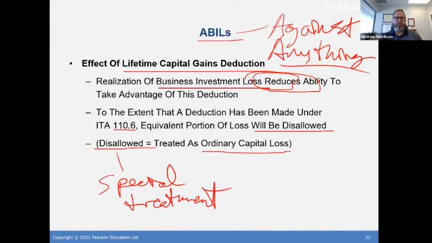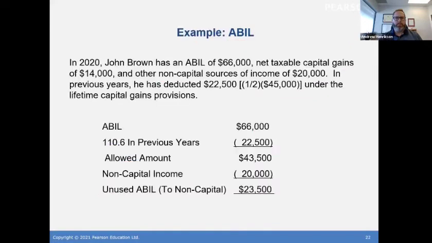So let's just go here for a second. There's an example here for the ABIL. Let's take a quick look at this, to put some numbers and a situation to all that talk. So in 2020, John Brown has an ABIL. That's the allowable portion, that's already one half. I know that sounds silly, allowable business investment loss, but people refer to them as an ABIL loss or an ABIL.